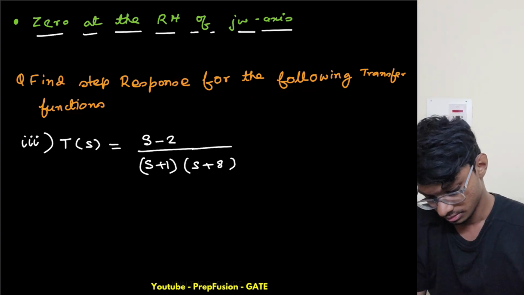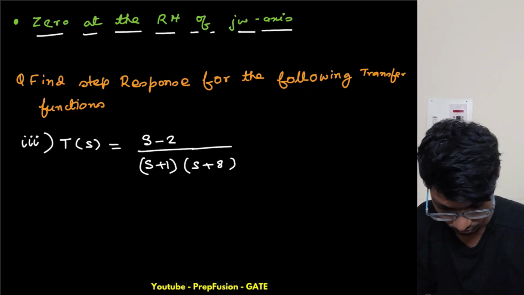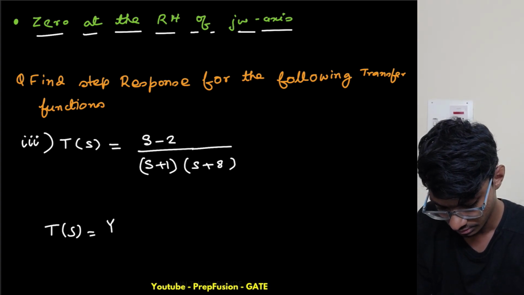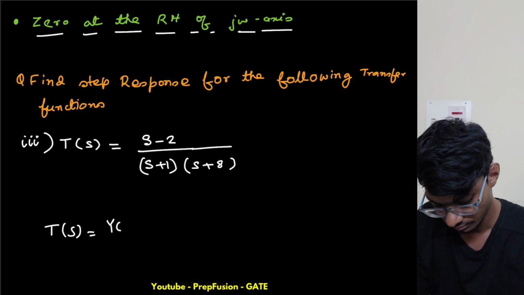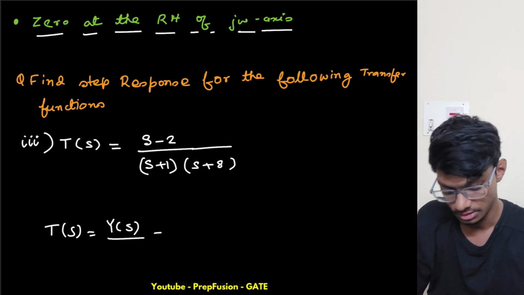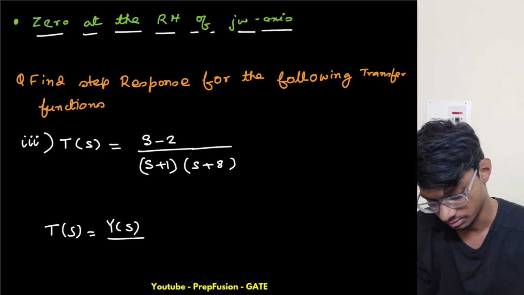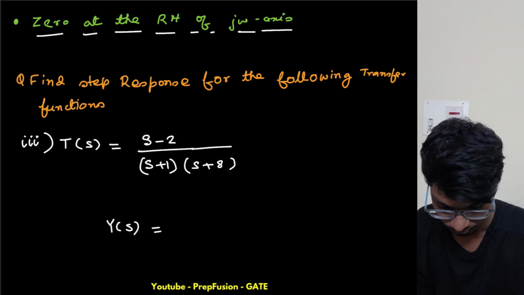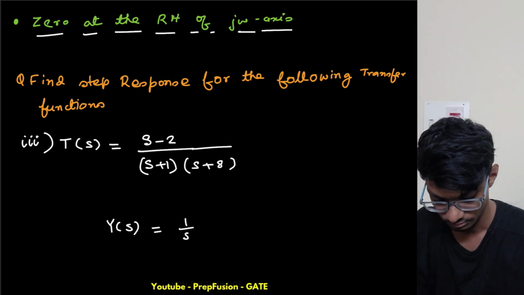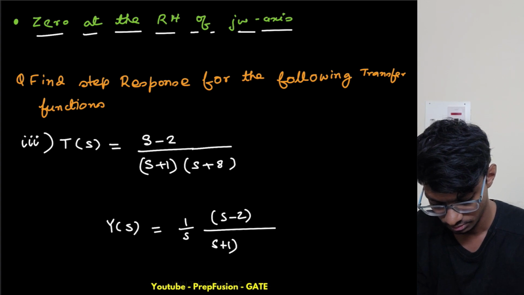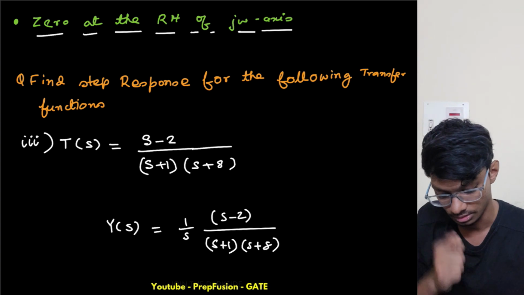The transfer function is y of s over r of s. So r of s is 1 by s. So this will go, okay, sorry, not the transfer function, the output is s minus 2 over s into s plus 1 into s plus 8. So this is my output, right?